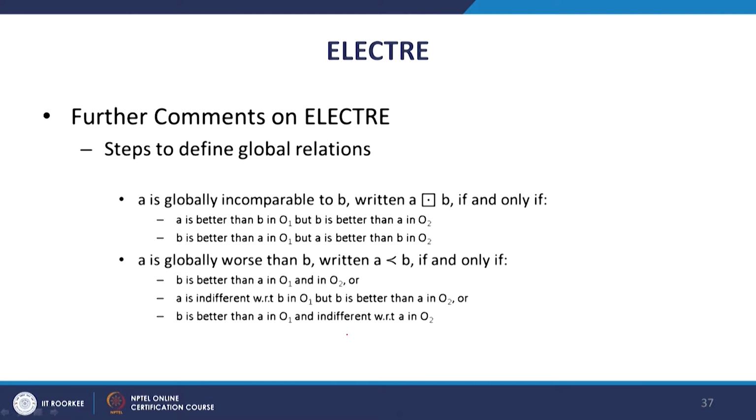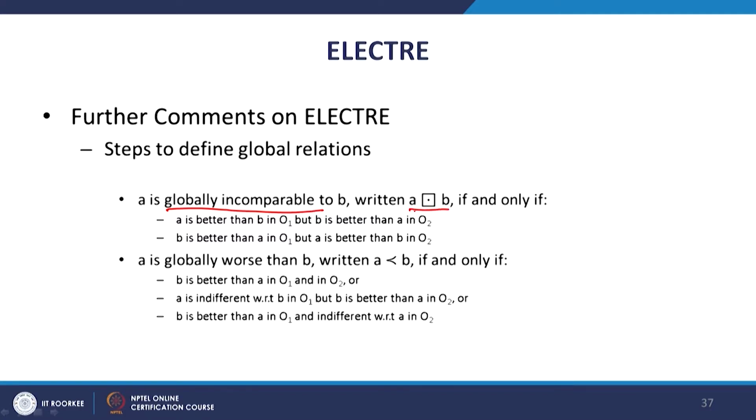So, this could be another scenario where A and B could be globally indifferent. So, let us move forward. Now, what is the third scenario? It could be that A is globally incomparable to B. You can see here A is globally incomparable to B.